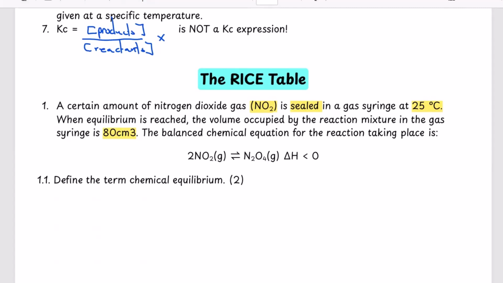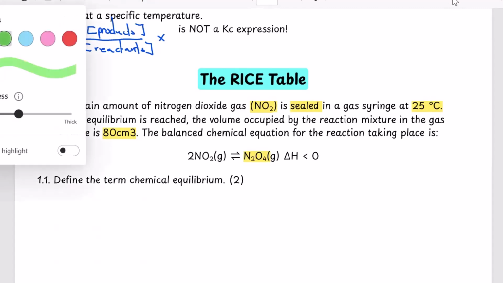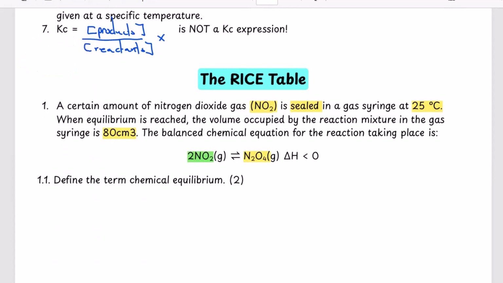Then the balanced chemical equation for the reaction taking place is given: 2NO2 gas to give us a product of N2O4. So these are our products, and on the other end we have our reactants. As you can see, our delta H is less than 0, so this is an exothermic reaction.